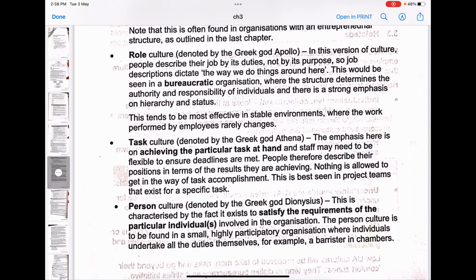So, in role culture, the focus is not on the purpose of what they're doing, but on what role or what job the people do around here. So, the role culture is based on the role. It is mainly seen in bureaucratic organizations and it is denoted by the Greek god Apollo.